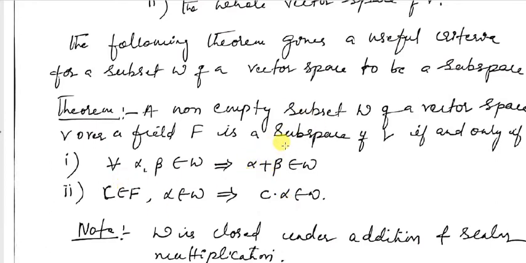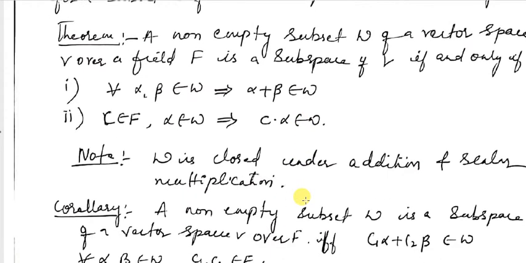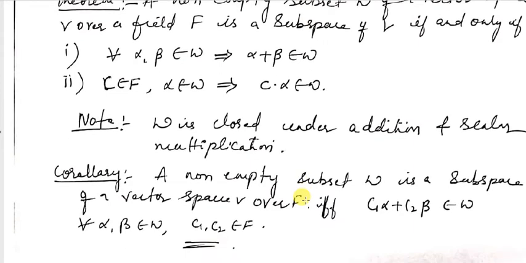So it is closed under addition and it is closed under multiplication. So for every alpha, beta belonging to W, for any two vectors in W, alpha plus beta belongs to W. For every c belonging to F and alpha belonging to W, c alpha belongs to W. So in order to have a subspace W of a vector space V, W will be closed under addition and scalar multiplication. Easily we can prove this theorem.